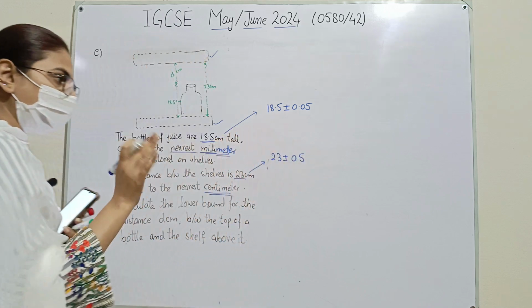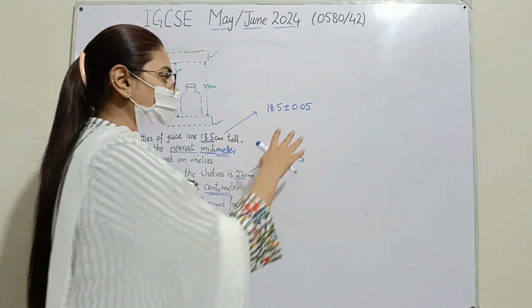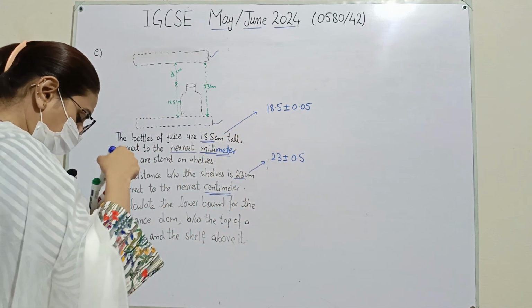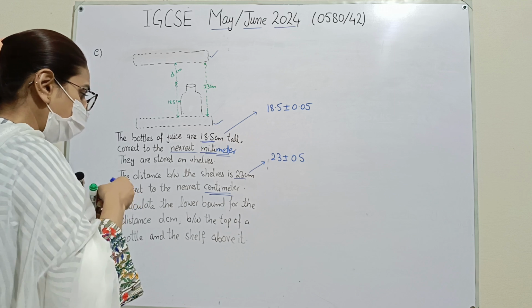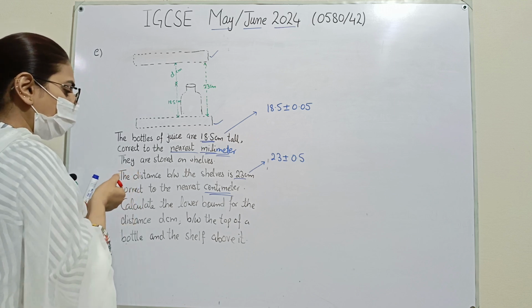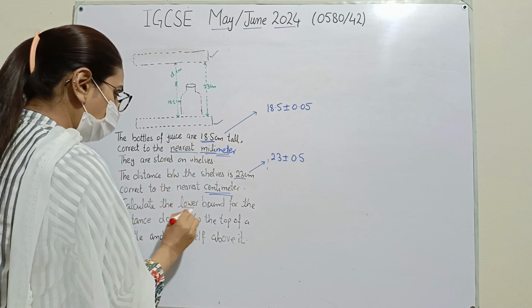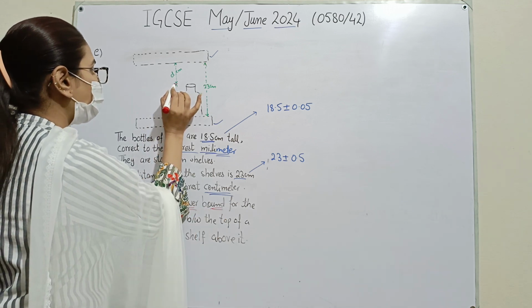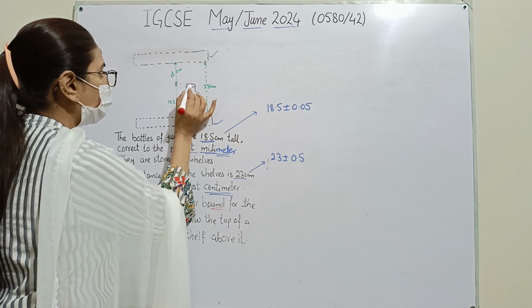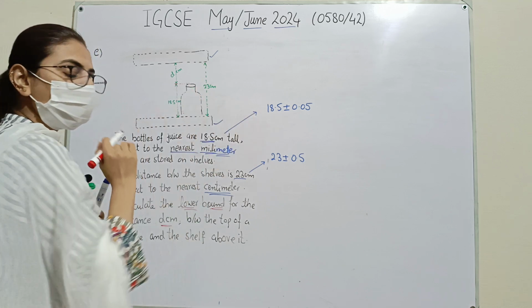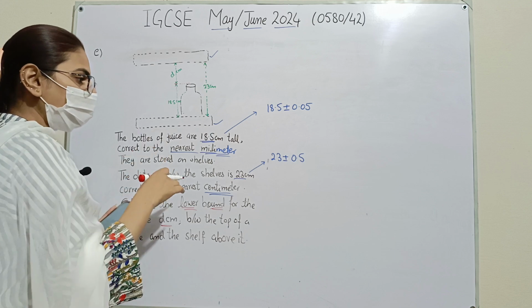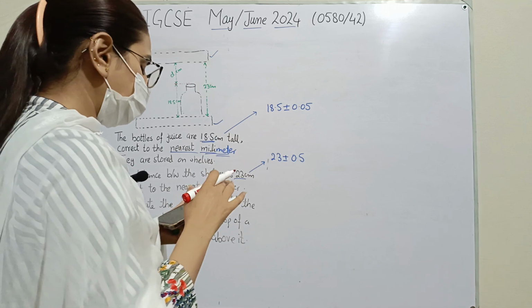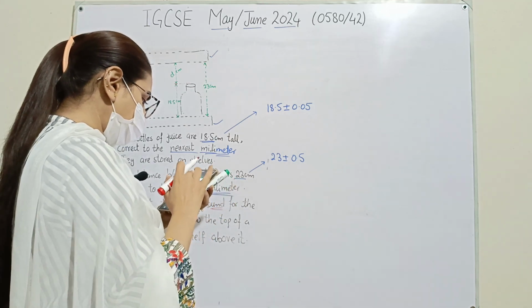Now you actually have four values here, two here and two here. Focus on what to use in this question. He is asking you to calculate the lower bound of the distance d. It means you have to find the lower bound. The lower bound will be the lower bound of the shelf distance minus the upper bound of the bottle. So we will calculate it in this way.